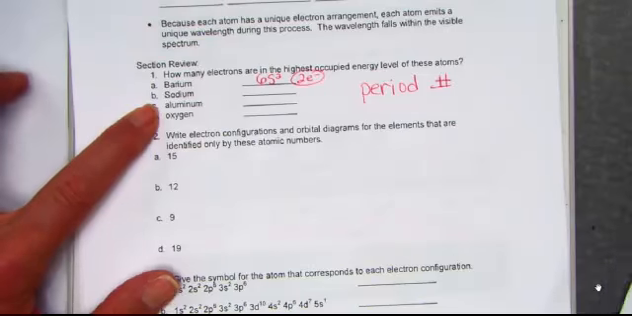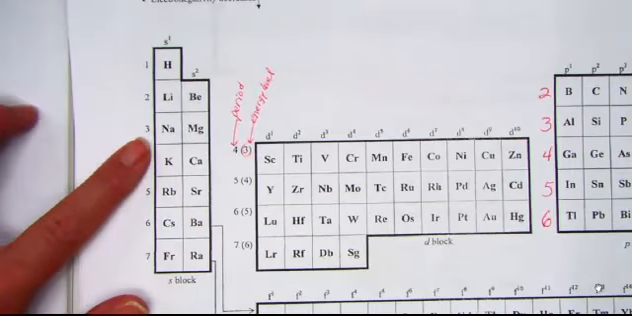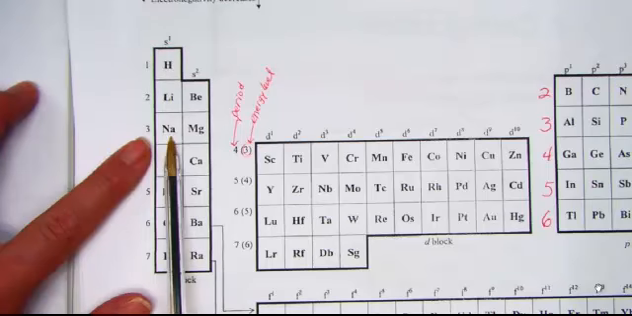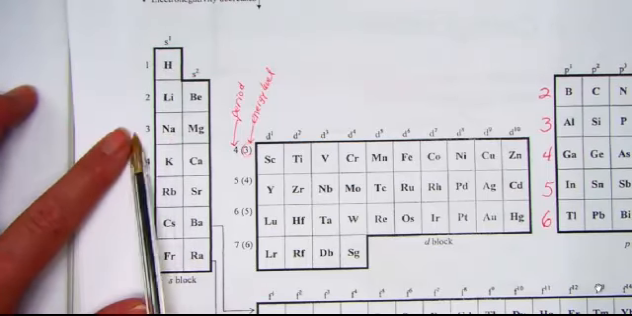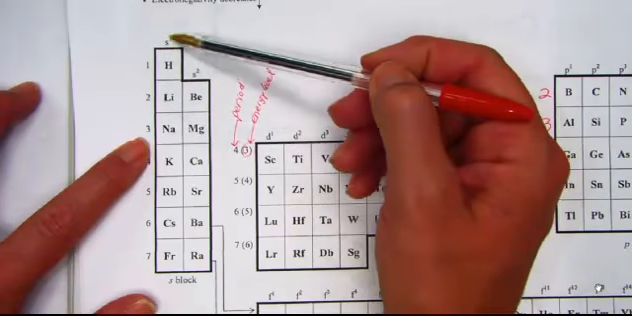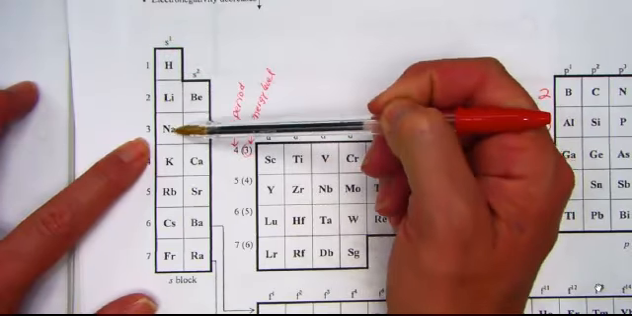What about for sodium? Use this test-taking tool page. Here's sodium. It lives in period 3 in the first column of the S block.